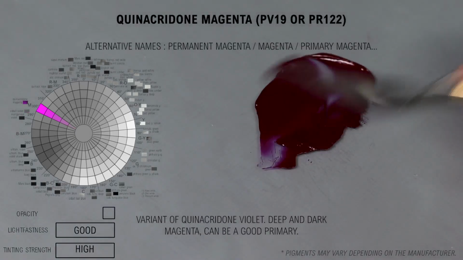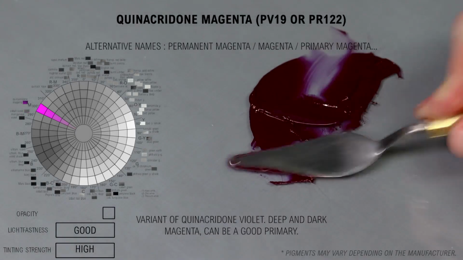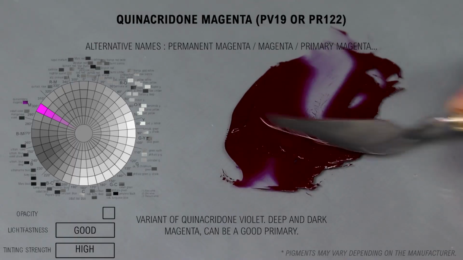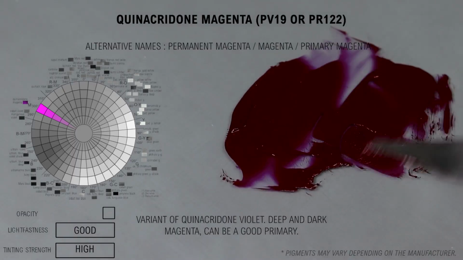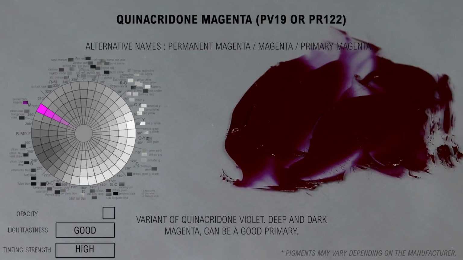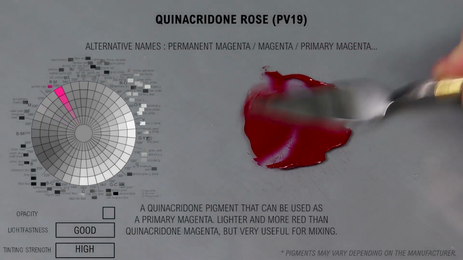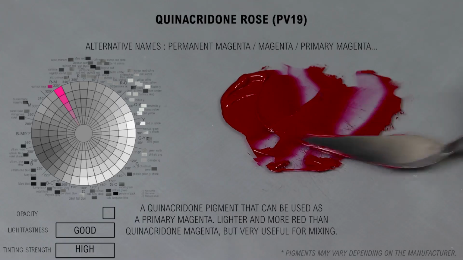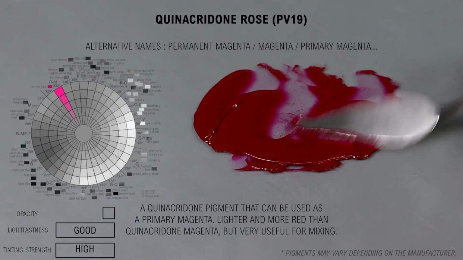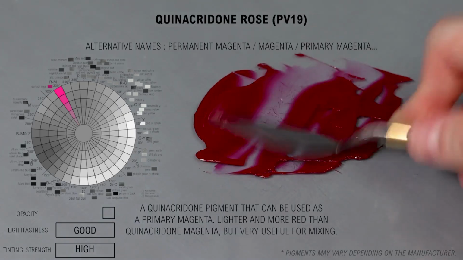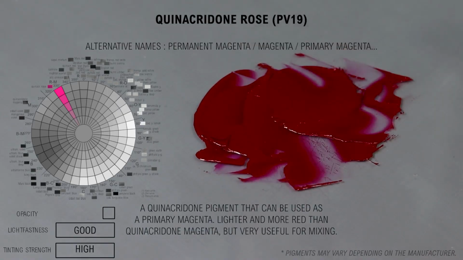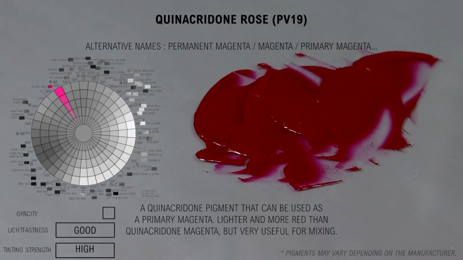Quinacridone magenta is a variant of quinacridone violet. It's a very good pigment if you are looking for a magenta primary. Quinacridone rose is a quinacridone pigment that can be used also as a magenta primary. It is also transparent and it's a bit lighter than transparent magenta.